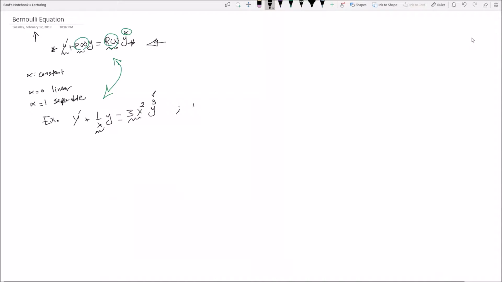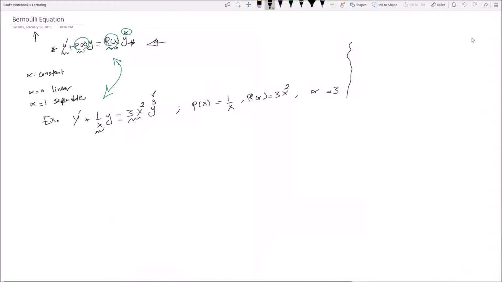Just to be more prepared to solve it conveniently, we can say that p of x equals 1 over x, r of x equals 3x squared, and alpha equals 3.